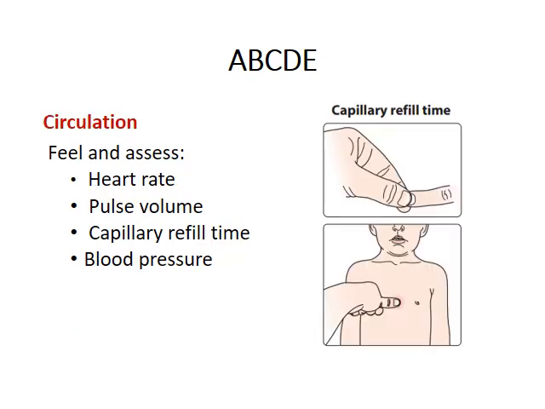Then we assess circulation. As tachypnea is the early sign of respiratory failure, tachycardia, an increased heart rate, is the earliest sign of shock or circulatory failure, because cardiac output equals stroke volume multiplied by the heart rate. What does stroke volume mean? Stroke volume is the amount of blood pumped from the heart each time. So the stroke volume is multiplied by the heart rate.